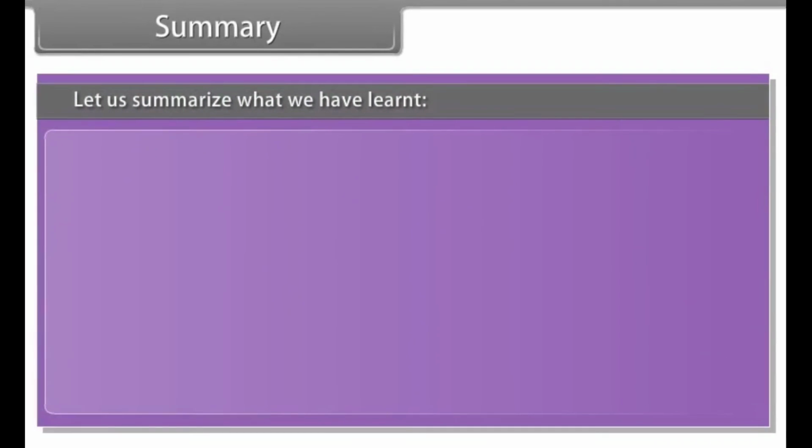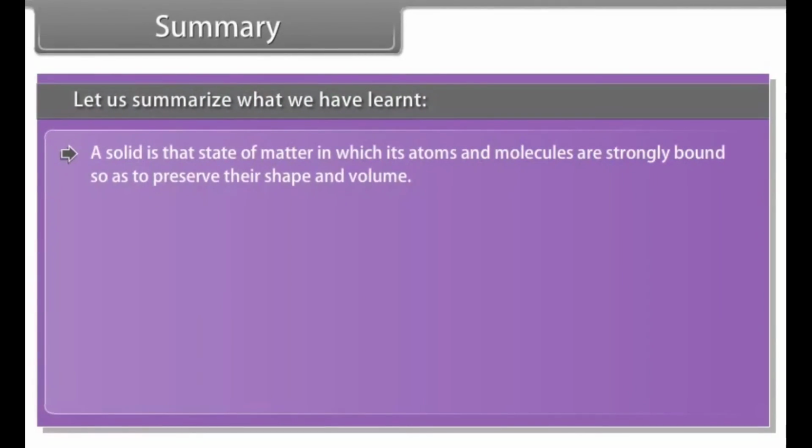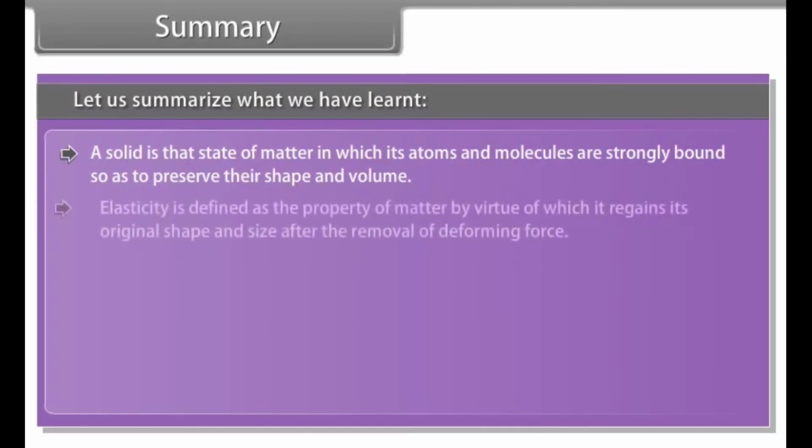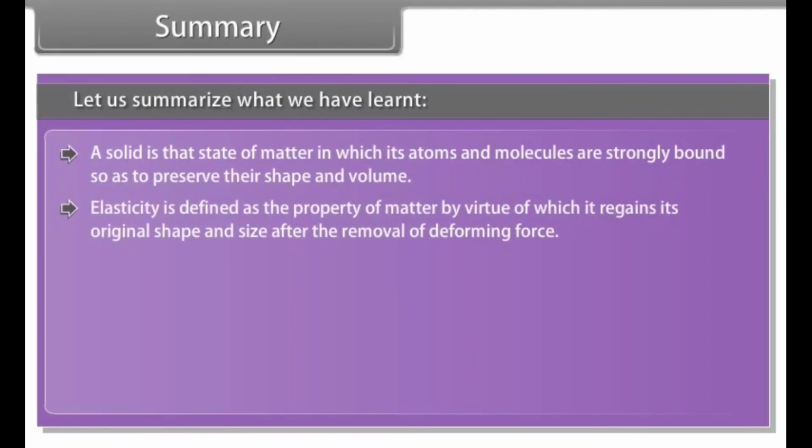Summary. Let us summarize what we have learned. A solid is that state of matter in which its atoms and molecules are strongly bound so as to preserve their shape and volume. Elasticity is defined as the property of matter by virtue of which it regains its original shape and size after the removal of deforming force.